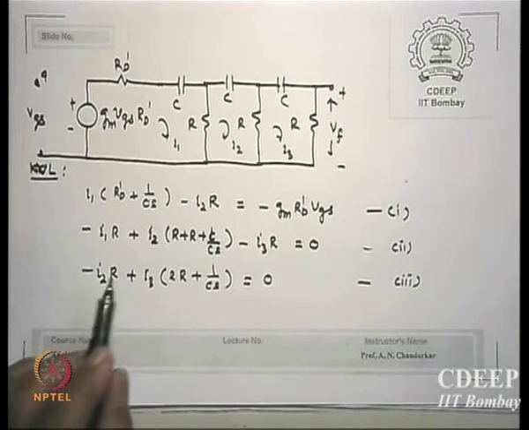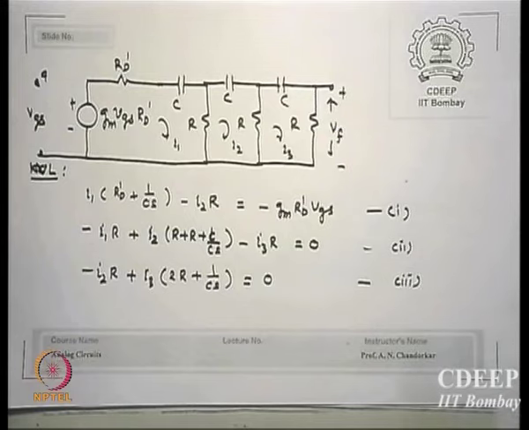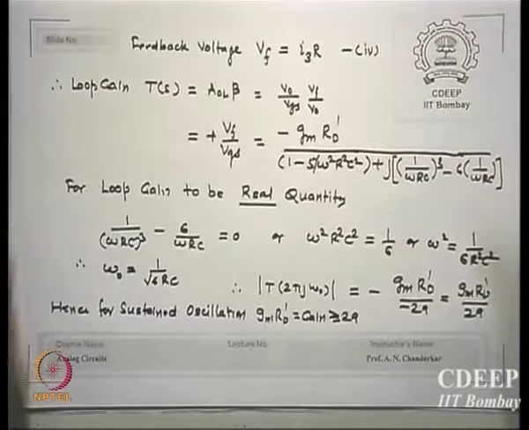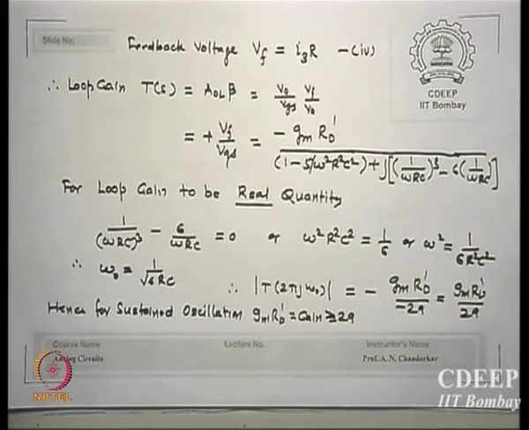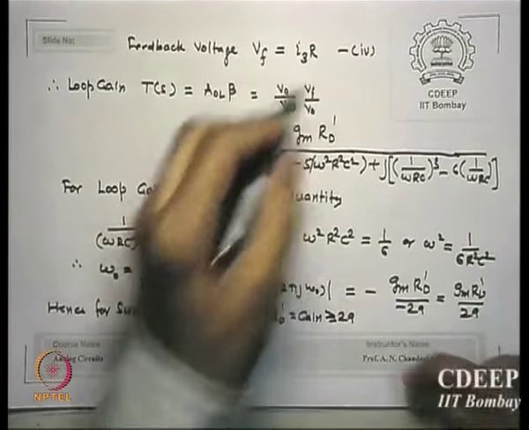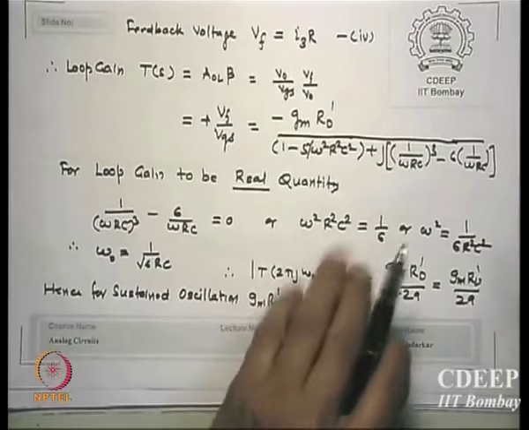At the end of the course, if you cannot solve this network, we will have a problem with the course itself. Okay. Then the feedback voltage, as I already said, is the drop across the final R, you can see from this circuit, sorry.